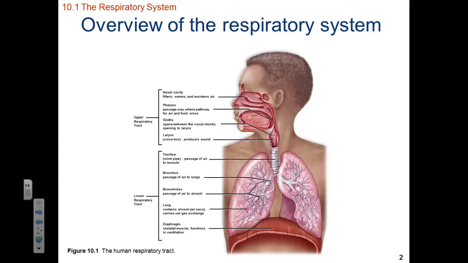Now first we need to focus on the anatomy of our respiratory system. There are two broad regions of our respiratory system. We have the upper respiratory tract and then we have the lower respiratory tract. The primary structures of our upper respiratory tract include our nasal cavity, our pharynx, and then the larynx.